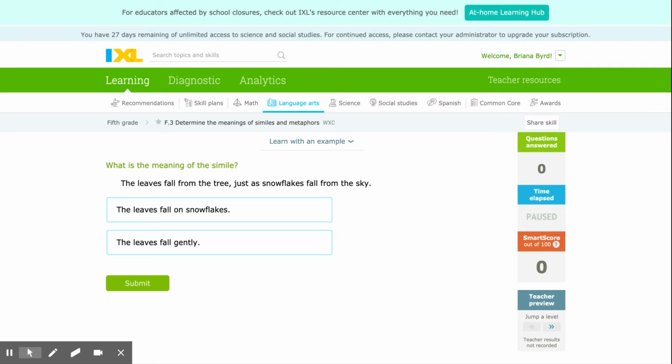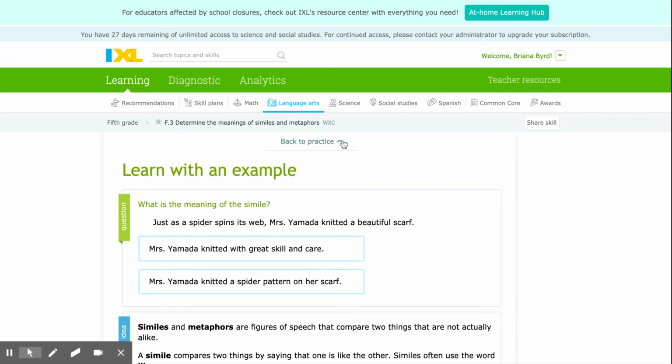Today we will determine the meanings of similes and metaphors. Your task is to read the sentence and determine which is the best meaning based on the simile or metaphor that's being used. Let's learn with an example.